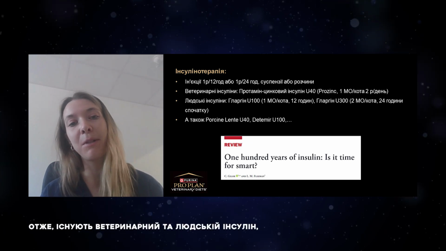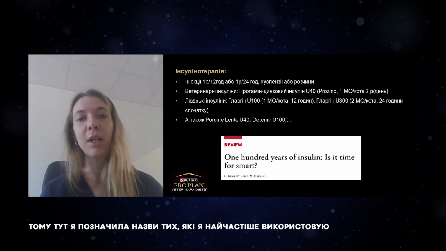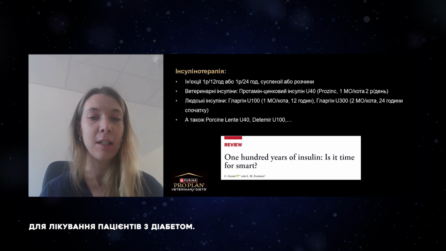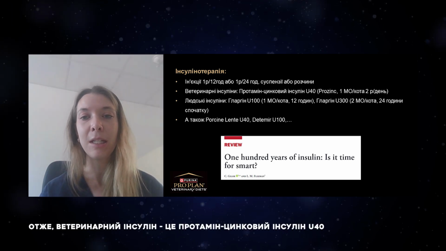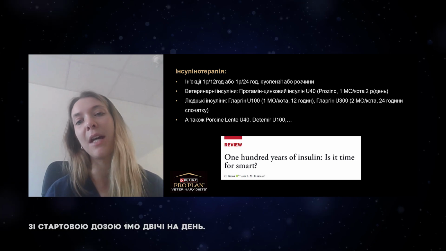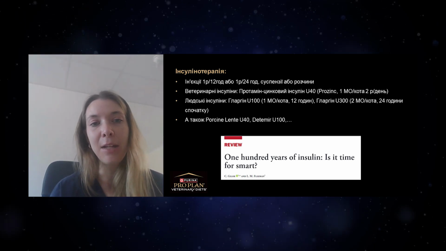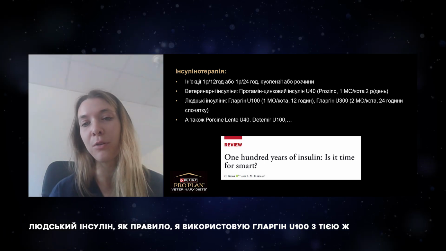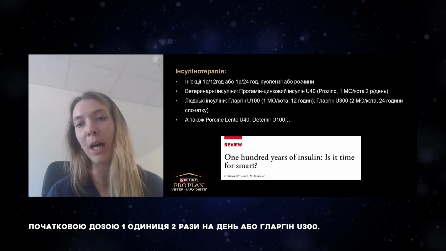So there do exist veterinary insulins, and there also exist human insulins. Here I put the names of the ones that I use most commonly in diabetic patients. For veterinary insulin, it is the protamine zinc insulin U40, with a starting dose of 1 unit per cat 2 times a day. And for the human insulin, I tend to use the glargine U100, with the same starting dose, 1 unit 2 times a day, or the glargine U300.